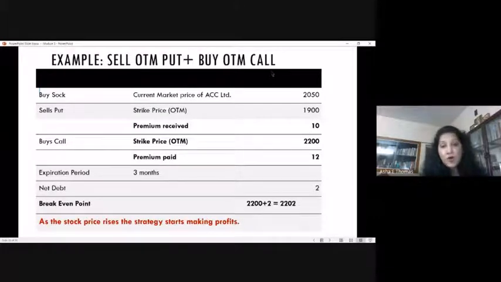Buy an out of the money call, because the asset is available at 2050 and you put the strike at 2200. So as you have bought the call, what you expect is that you would be exercising this if the market is going beyond this. If it is going beyond this, you are ready to exercise this by buying, or else the maximum you are going to lose is the premium. So this is actually a covered position. That's why we say that as stock prices increase, the strategy starts making profit.